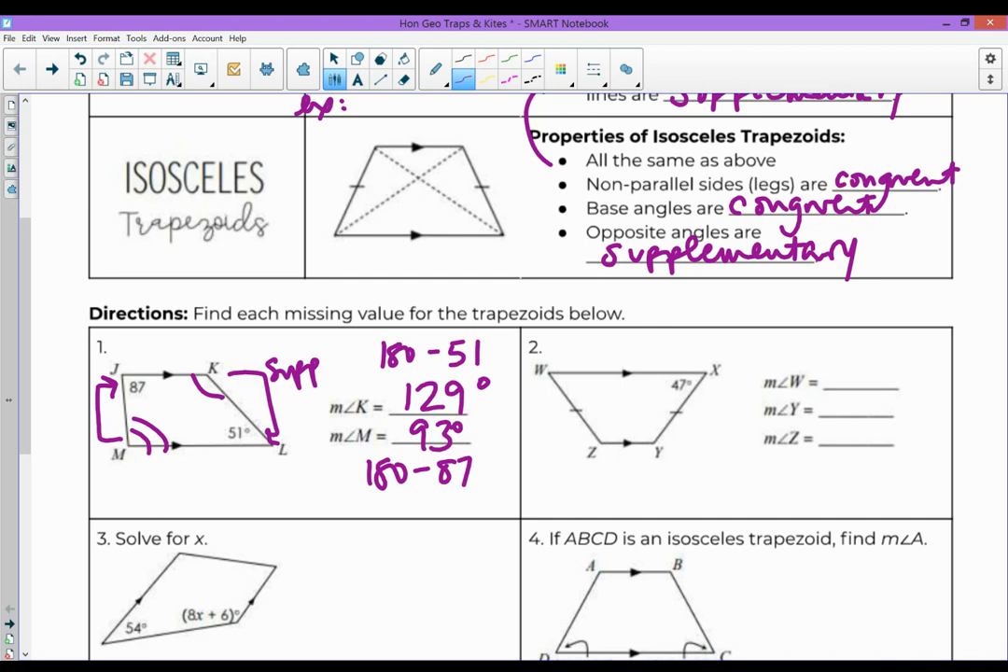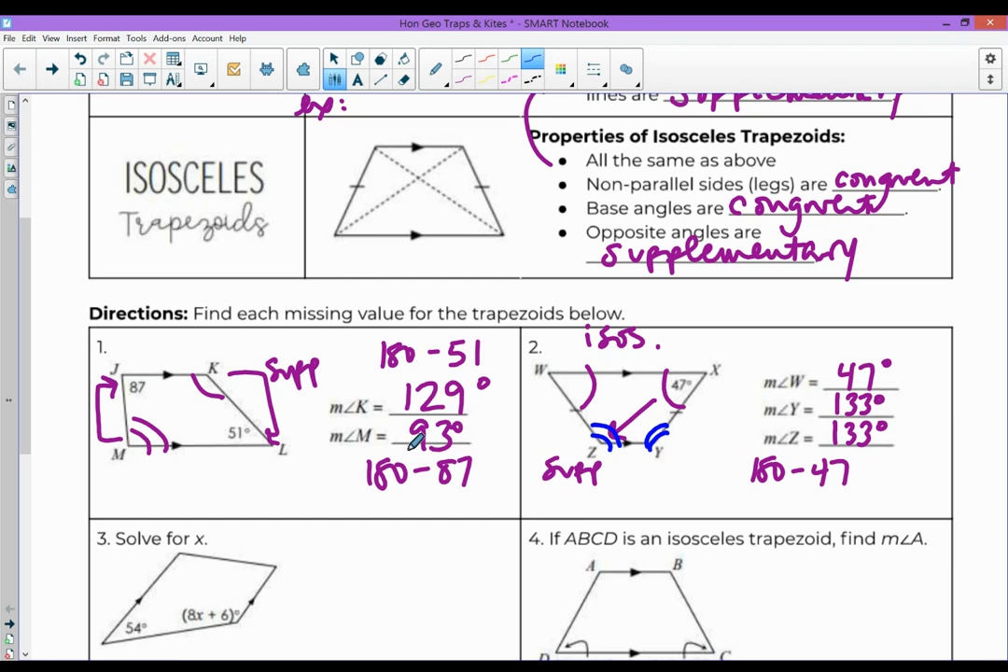Okay. And then when I look at number 2, same idea, except now this is an isosceles trapezoid. So we know that the base angles are congruent. So that means the measure of angle W also has to be 47 degrees. And then the opposite angles are supplementary. So that's going to be 180 minus 47, which gives us 133 for both of these, since they also have to be congruent to each other. Okay.